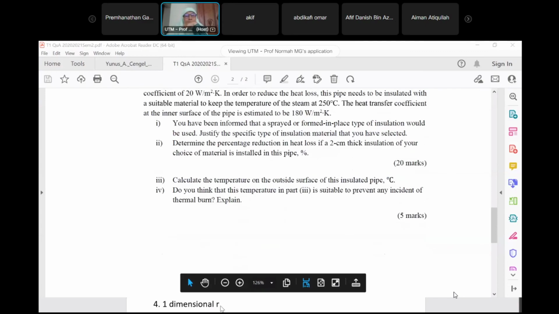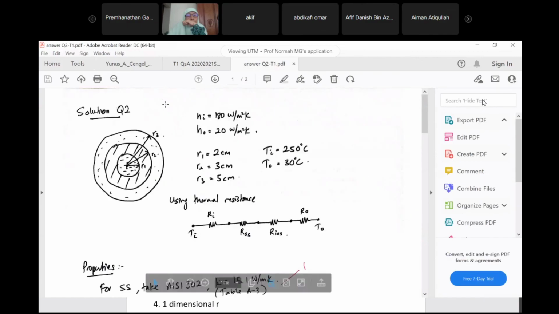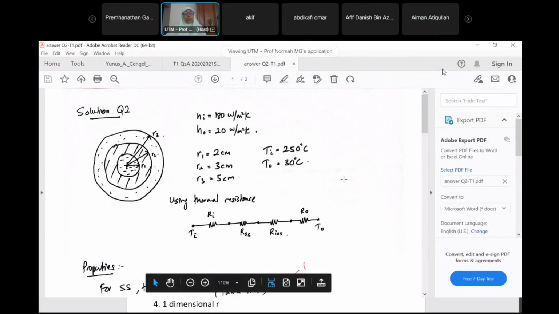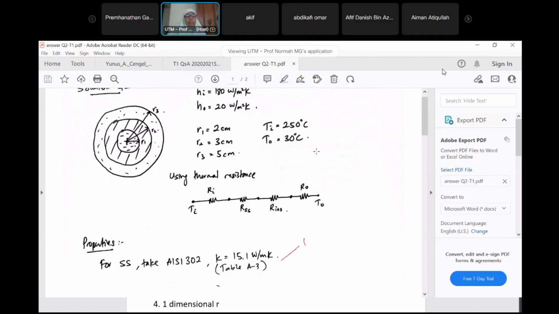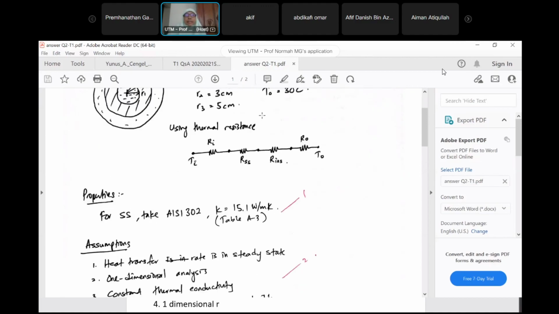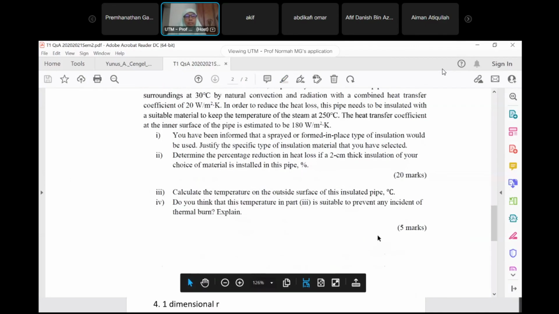See whether I have the solution. Oh, I don't have the solution. You can see here, this one uses thermal resistance. No wonder you cannot solve it like that. You have to use the thermal resistance, which we'll cover next week. Thermal resistance is covered in test 1, sorry. So this one is thermal resistance. It didn't say, but you have to use thermal resistance.